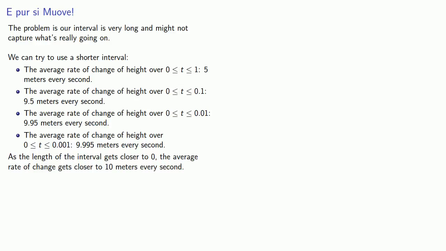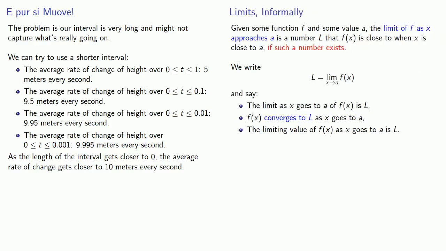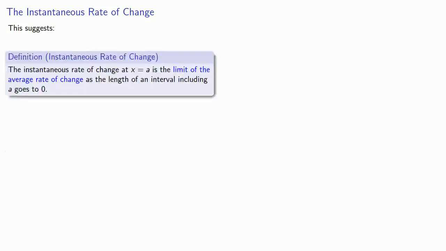Remember, our concept of a limit is that given some function and some value, the limit of our function as x approaches a is some number that our function gets close to. And it appears that this average rate of change seems to be getting close to the value of about 10 meters per second. So there's some sort of limiting process going on here. And this suggests our notion of the instantaneous rate of change. The instantaneous rate of change at x equals a is the limit of the average rate of change as the length of an interval including a goes to 0.